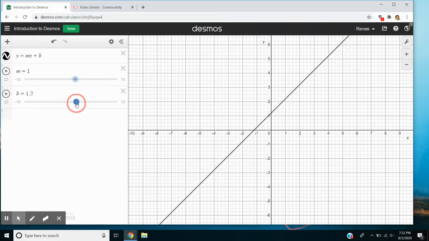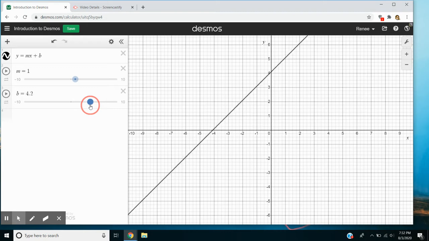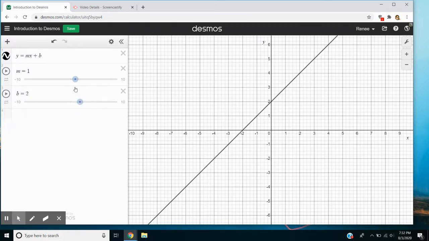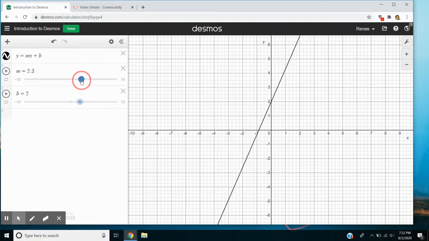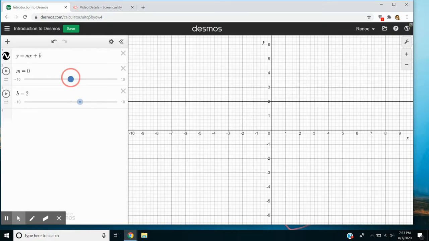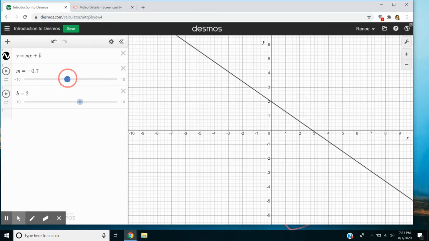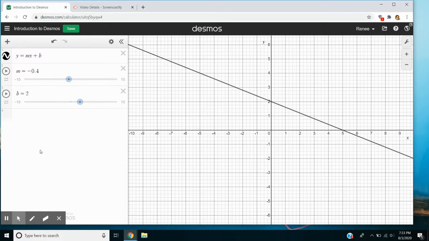And if I change the b value, you see that the slope stays as 1, the y-intercept changes. If I leave the y-intercept at 2 and I change the slope, if I make the slope bigger than 1, it gets steeper. If I make the slope less than 1, it gets not as steep. If I make the slope 0, it's horizontal because that would be y equals 0x plus 2. So that's just y equals 2. If I make the slope negative, it has a negative slope, heads down to the right. Okay, so that's how you use sliders.